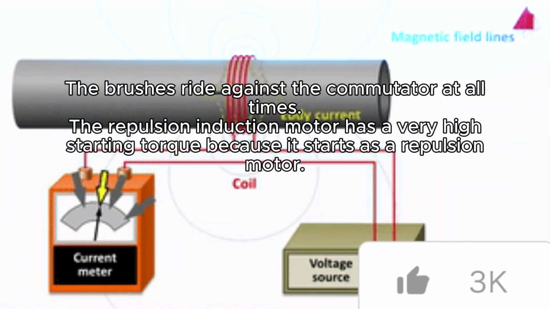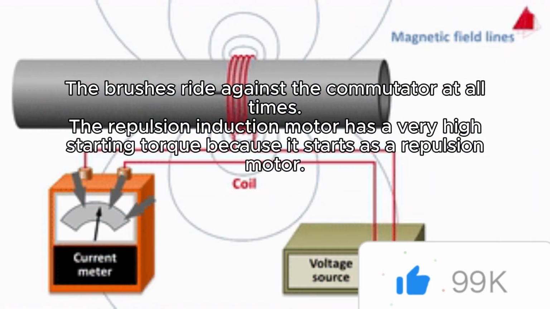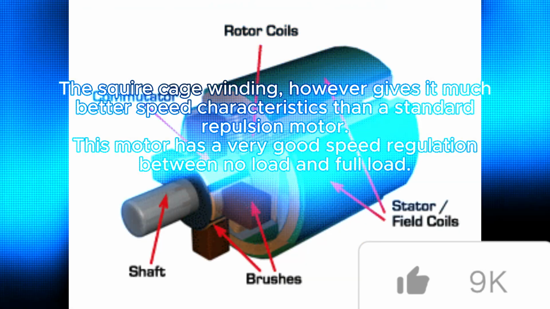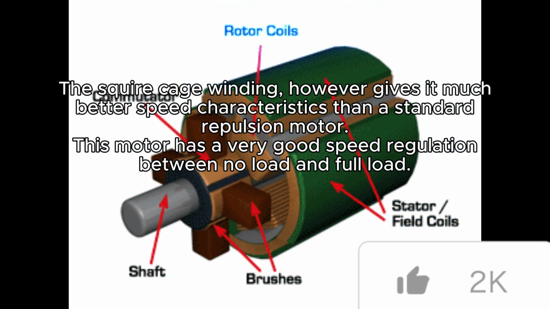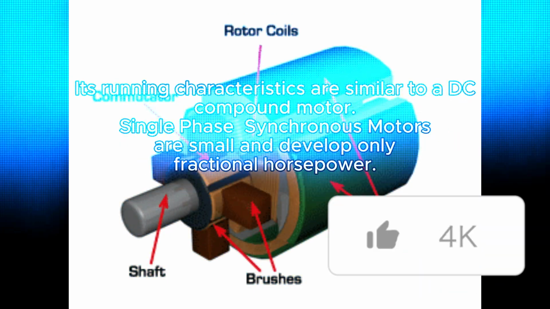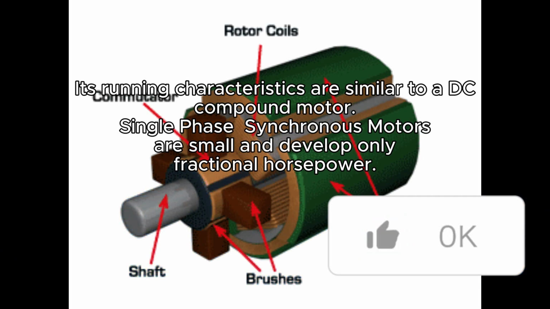The repulsion induction motor has a very high starting torque because it starts as a repulsion motor. The squirrel cage winding, however, gives it much better speed characteristics than a standard repulsion motor. This motor has a very good speed regulation between no load and full load. Its running characteristics are similar to a compound motor.